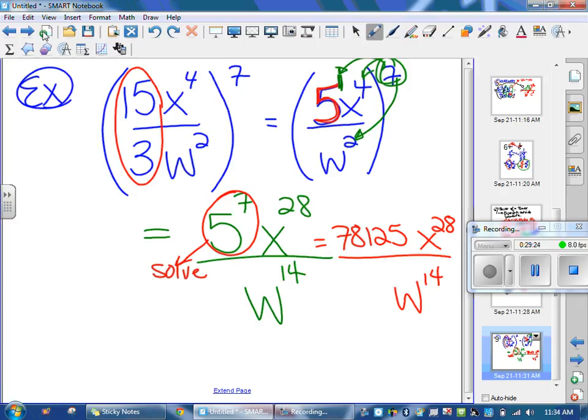This number comes from that one solved. I know it's a big number. Most of them will say leave in powers. If they say leave in powers or exponential form, they just want to see this part, with the 7 circled.